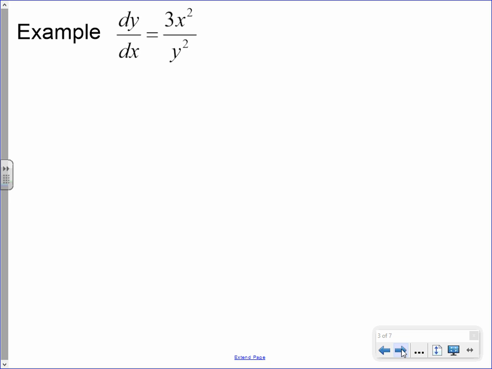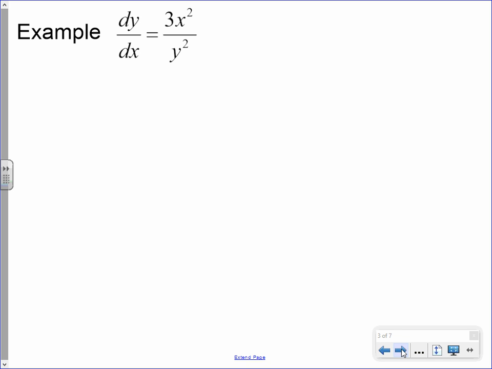Okay? I do want to take this time to remind you that dy/dx and y prime mean the same thing. If you get to a problem and it says y prime equals 3x squared over y squared, just change it to dy/dx so you can do the separation of variables. Okay? This one is set up very nicely for us. In order to get our variables separated, what do we need to do?